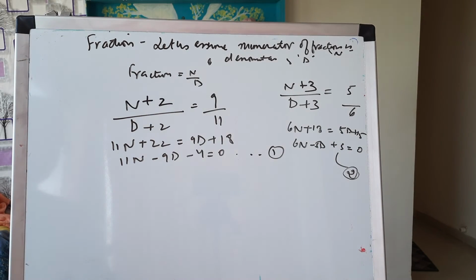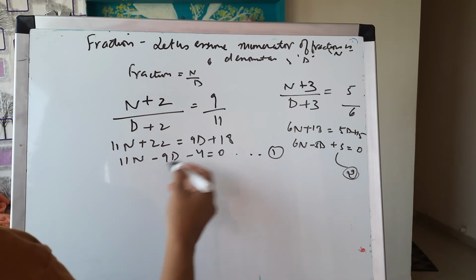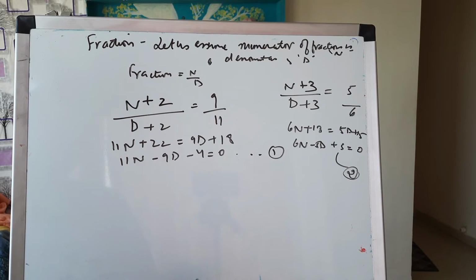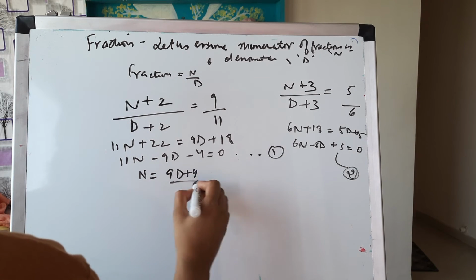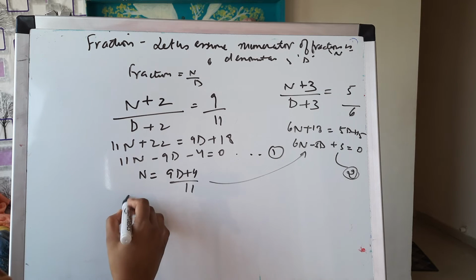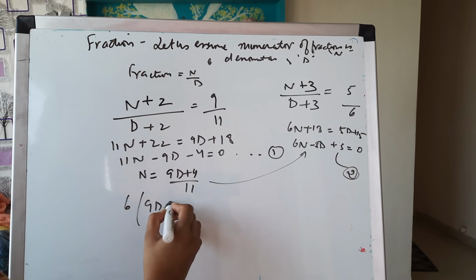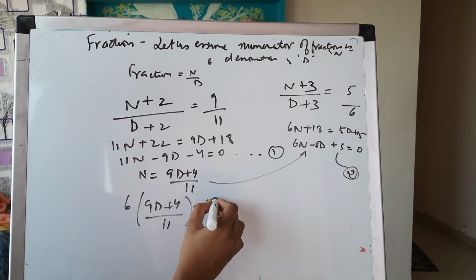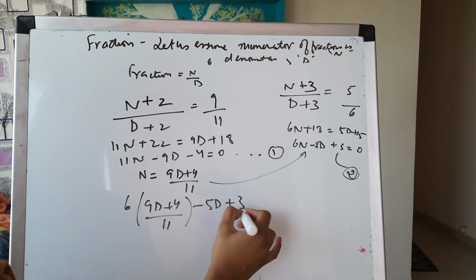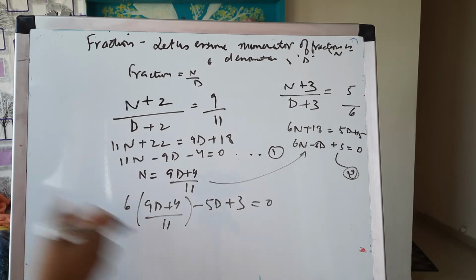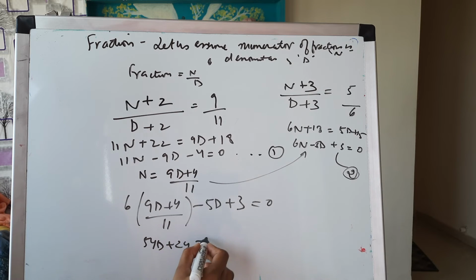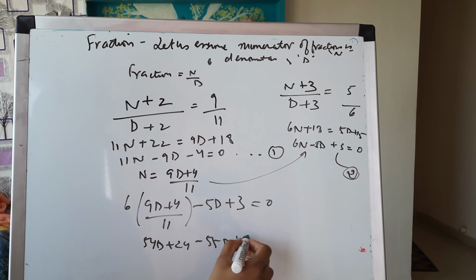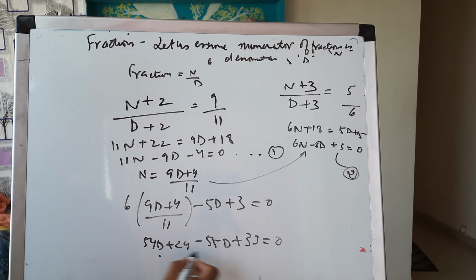So we have got two linear equations. Now we have to solve for this. So we can express any one in the other form. So n is equal to (9d plus 4) by 11. Substitute this value here. 6 into (9d plus 4) by 11 minus (5d plus 3) is equal to 0. We will just multiply the entire thing by 11. 54d plus 24 minus 55d plus 33 equal to 0.